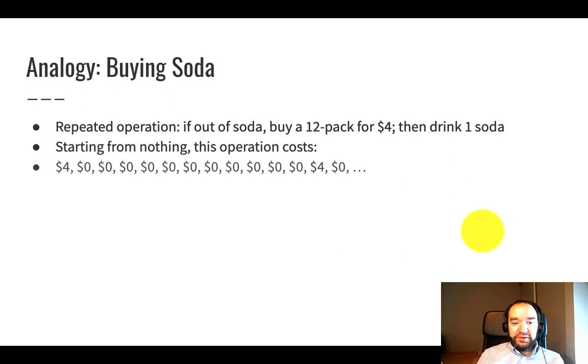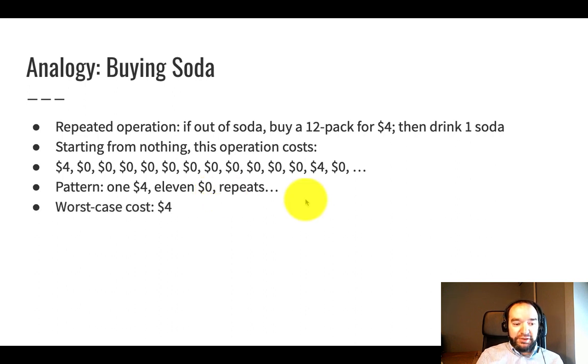The first time I try to drink a can of soda, I have to go to the store and buy, so it costs $4. Then, the next time I drink soda, I have 11 cans left over, so I can drink one for free. So the first operation costs $4, then I get a free one. And there will be a total of 11 free drinks before I have to go to the store again and spend $4. The pattern is you spend $4 once, and then you get to spend $0 11 times, and that repeats indefinitely. The worst case cost of this is $4, right?